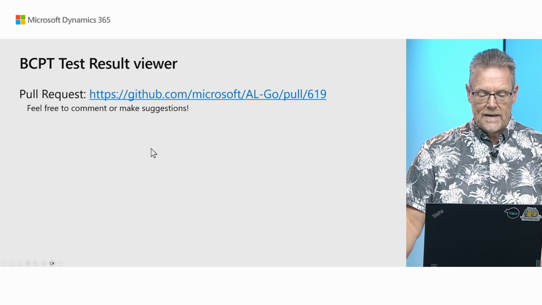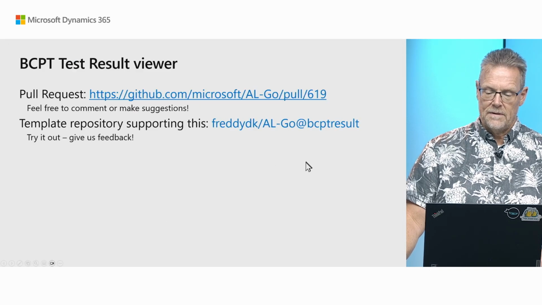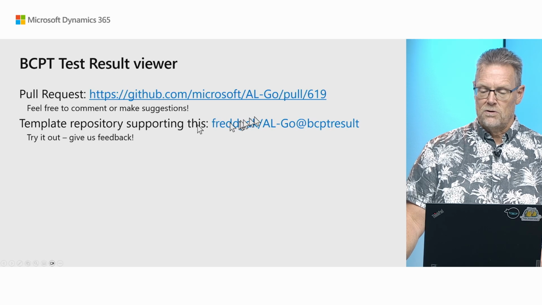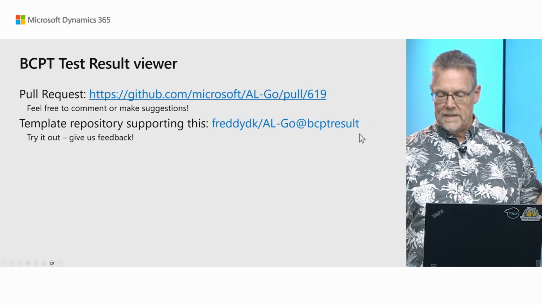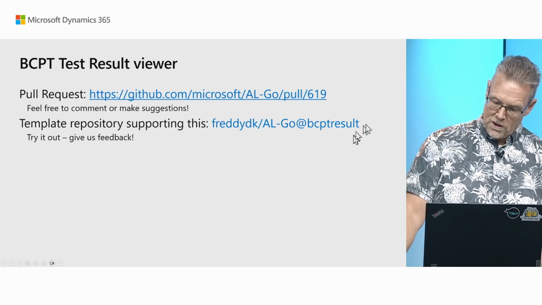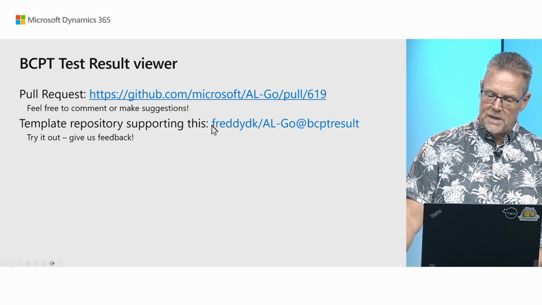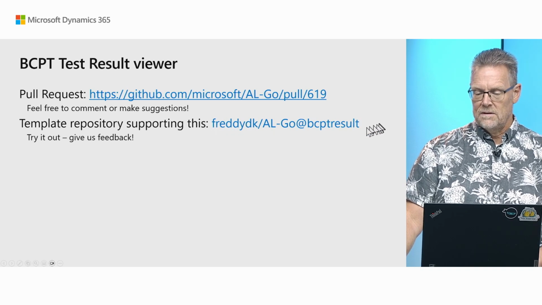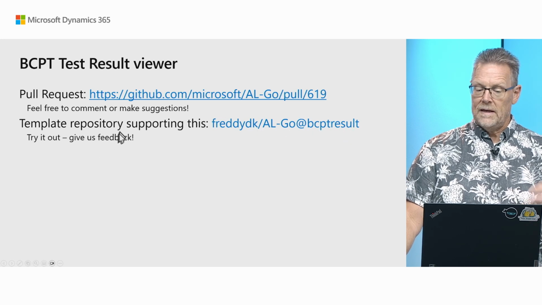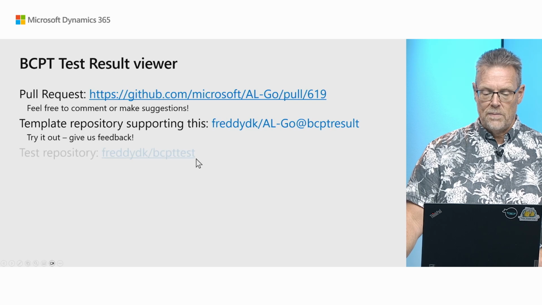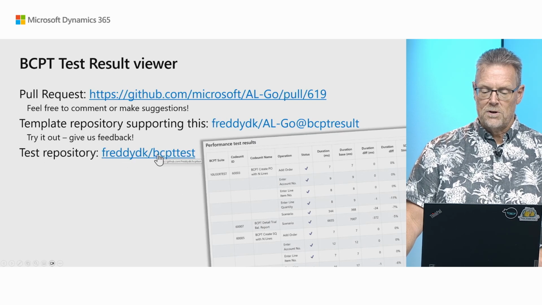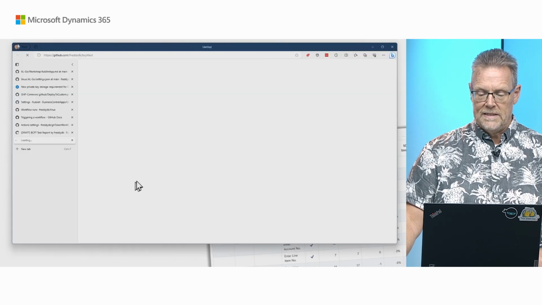Now let's look at what it actually is. There's a template repository supporting that. So if you take one of your test repositories, don't do this with your production repository, and say update AL-Go system files with freddydk/AL-Go@BCBTResult, then you will have that functionality right in your repository. I have a repository called freddydk BCBT test.